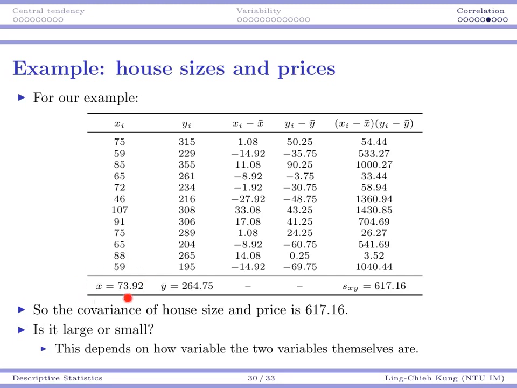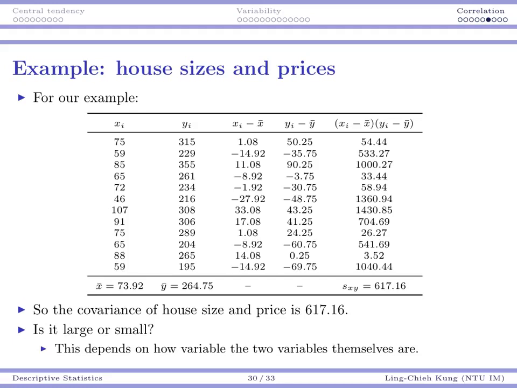For x and y, we calculate their sample means. Then for each data point, we can derive the deviation from the mean, right? xi minus x bar and yi minus y bar. For each house, we can calculate these two numbers, and then we find their products. So for this specific example, all the products are positive.